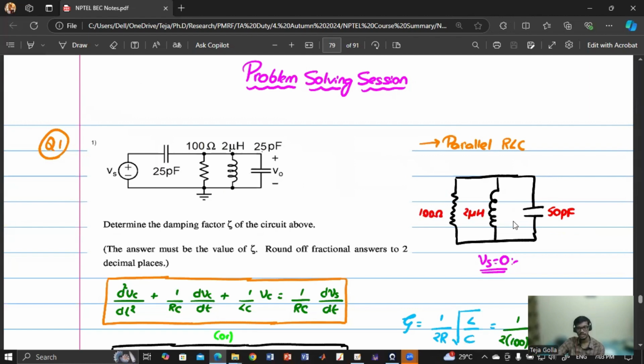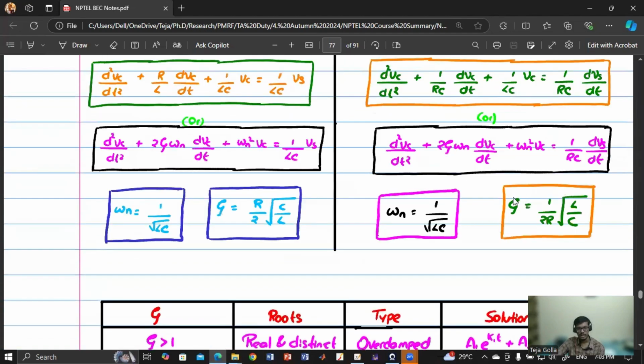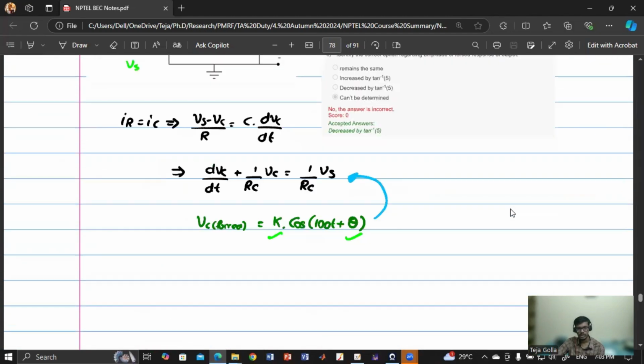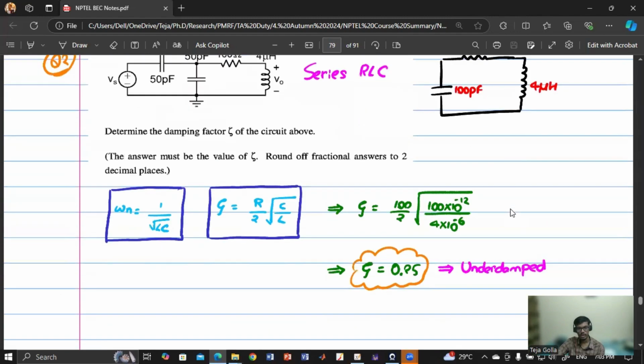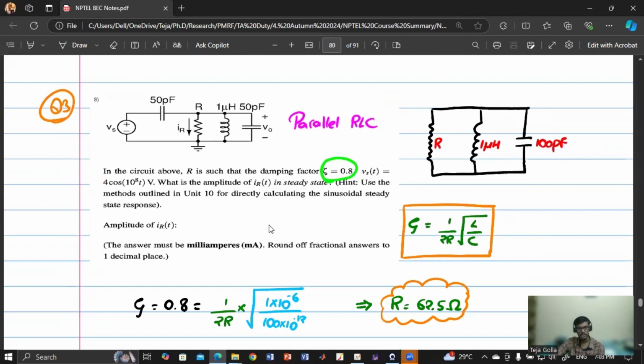Once you know whether it is series or parallel, you can refer to this table and directly write this formula, and you can directly calculate zeta as well as omega, which will save you a lot of time. And if they have given zeta and have not given some other value, using that formula you can get the value.